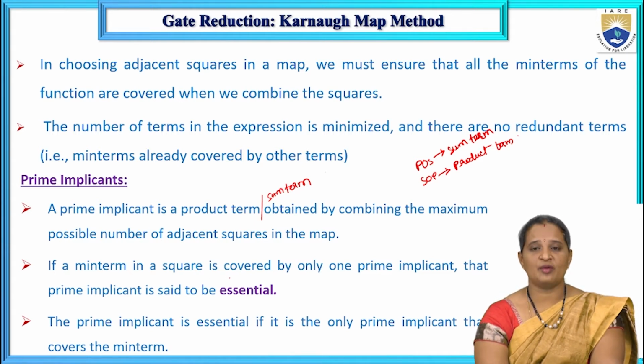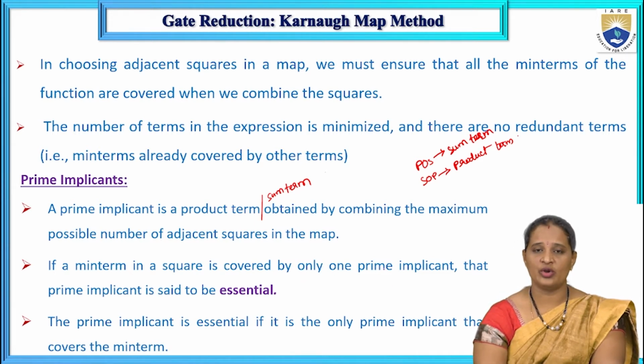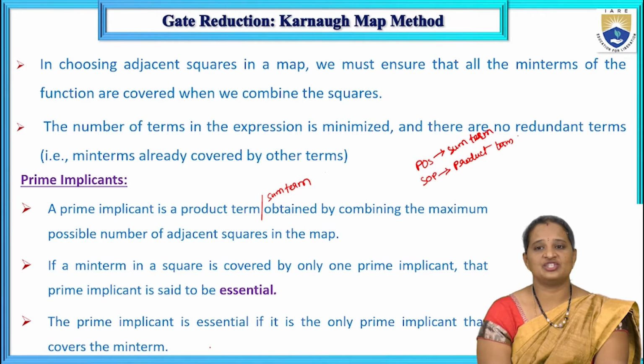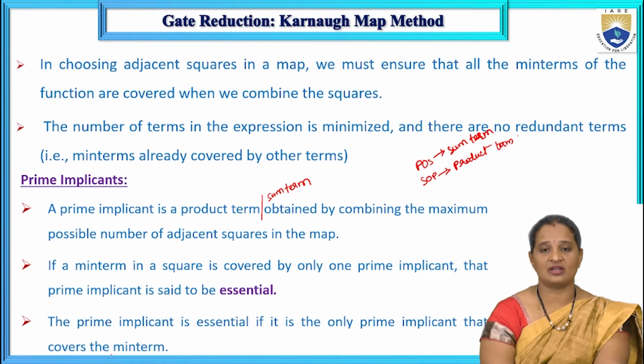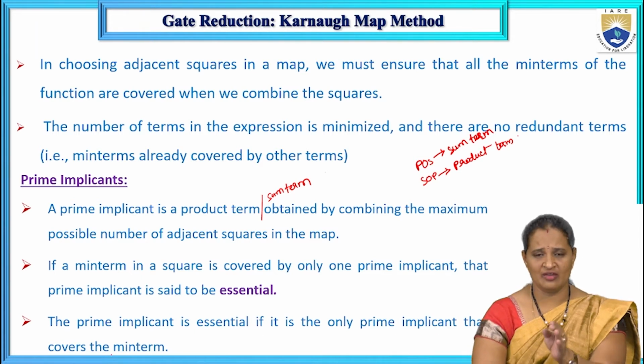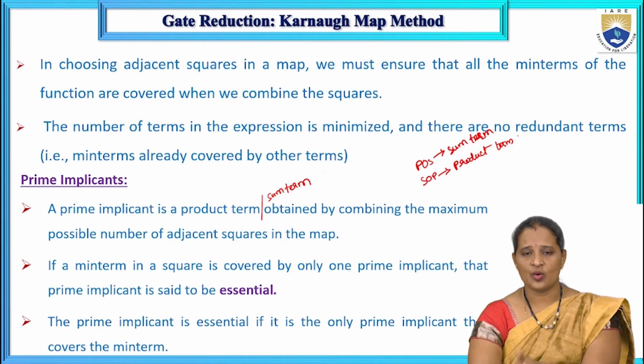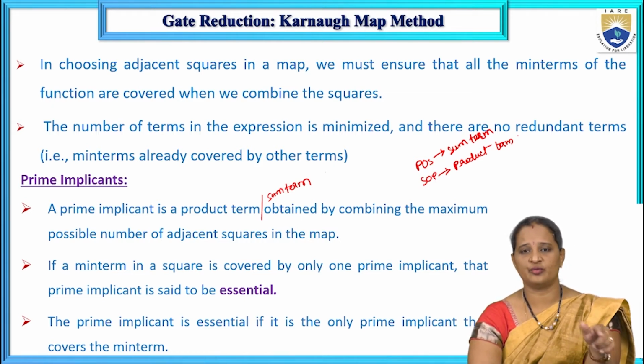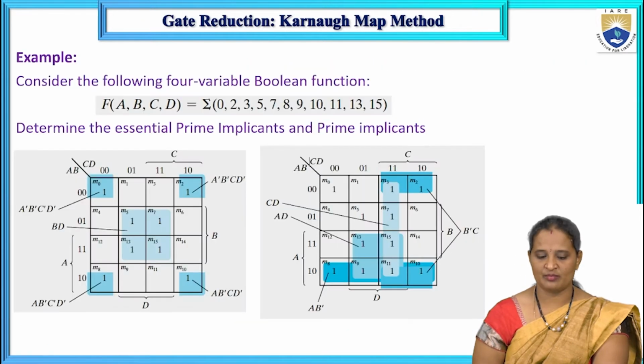So if a minterm in a square is covered by only one prime implicant, that prime implicant is said to be essential. The prime implicant is essential if it is the only prime implicant that covers a minterm. If any one of the minterms is covered by only one group, then the prime implicant written for that particular group is said to be an essential prime implicant.